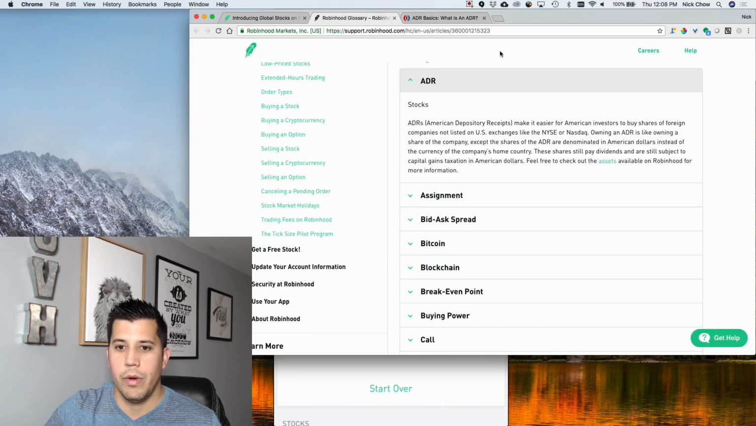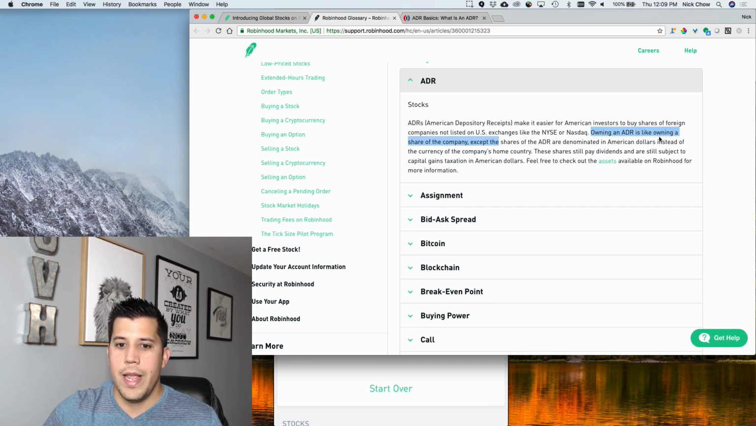The way they phrased it here, it says ADRs make it easier for American investors to buy shares of foreign companies not listed in the U.S. exchange. So that sounds good. Owning an ADR is like owning a share of the company, except the shares of the ADR are denominated in American dollars instead of the foreign currency. So, very interesting language they use in this line here.